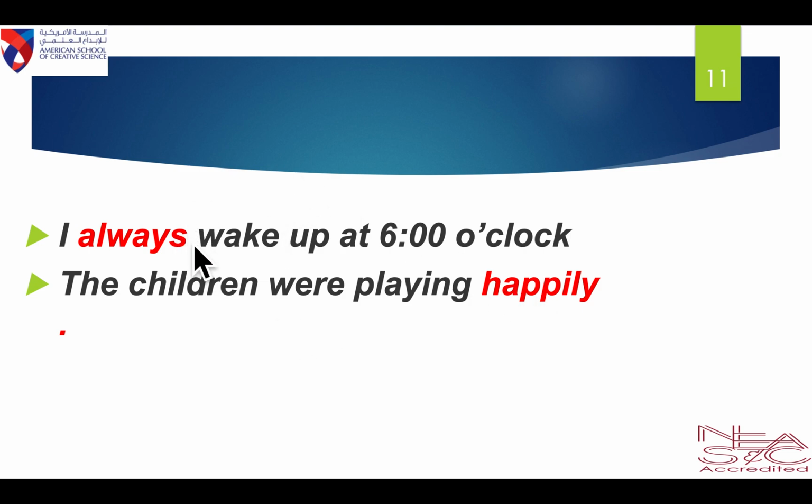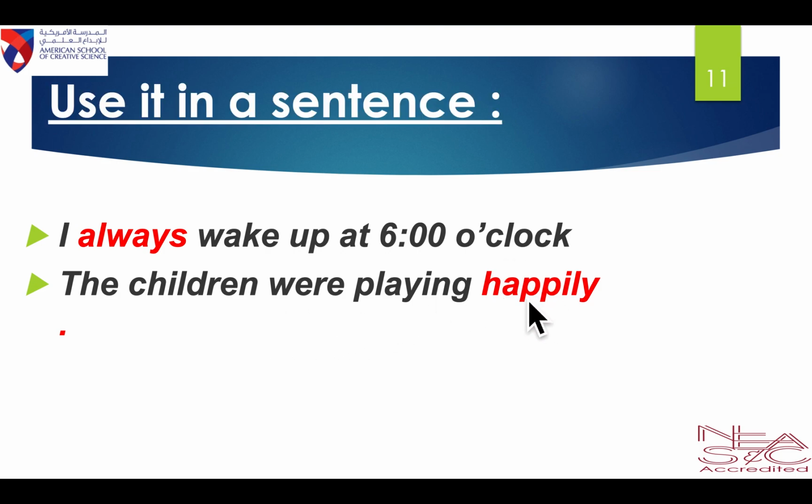Over here, this is an adverb of frequency. I'm saying I always wake up at 6 o'clock. All right, I'm telling you how often I do something. I always wake up at 6 o'clock. And over here, the children were playing happily. This is an adverb of manner. It's telling you how the children were playing. So you can ask yourself, how were the children playing? Oh yes, the children were playing happily. So this is our adverb.